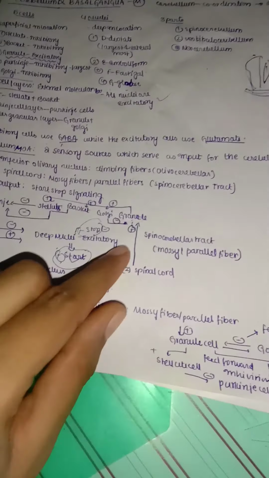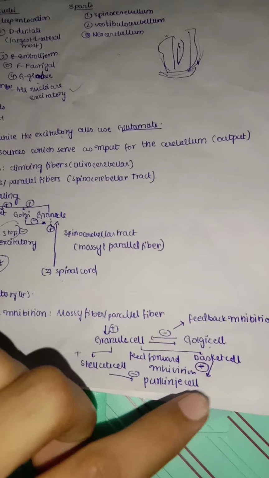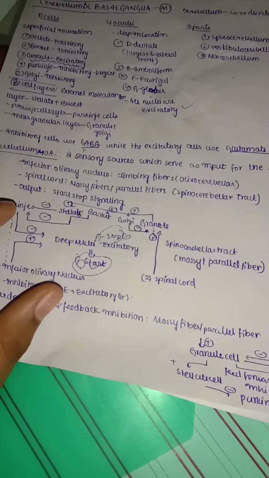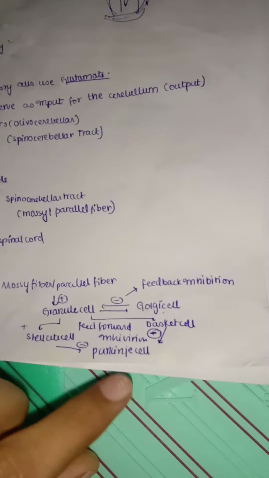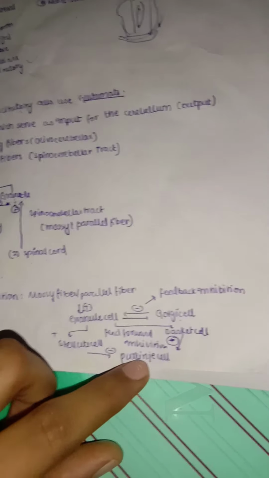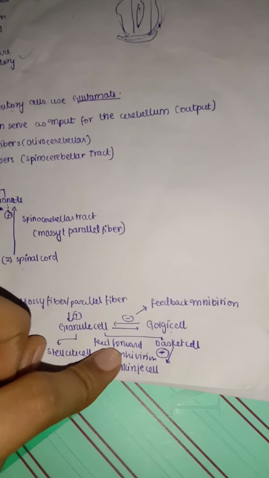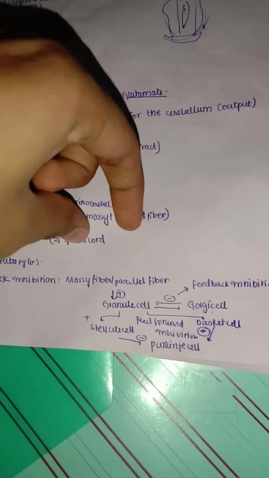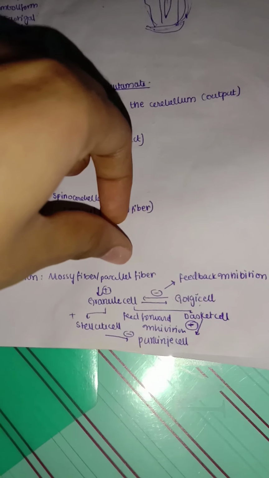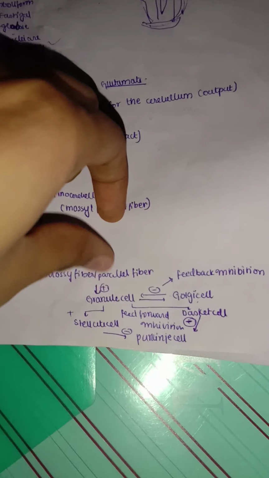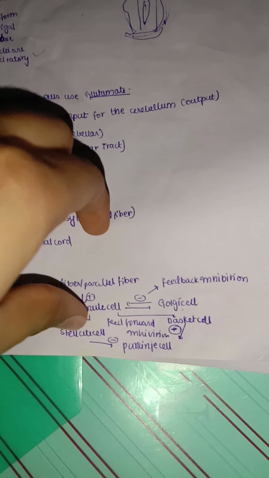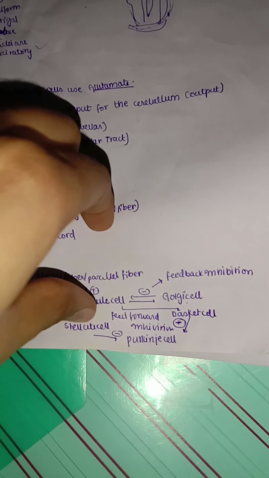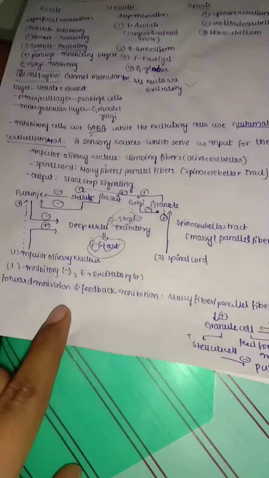This granule cell will in turn activate the stellate cell and basket cell, right? The final end result is that they inhibit the Purkinje cell. So you can see they are inhibiting the Purkinje cell. This is feed forward inhibition, meaning from the mossy and parallel fibers, the signal comes to the granule cell, and this granule cell activates the stellate cell. The signal is moving forward, going forward and inhibiting. So it is feed forward inhibition.